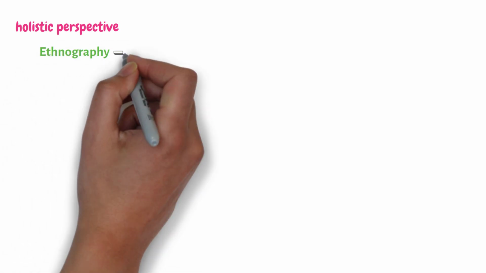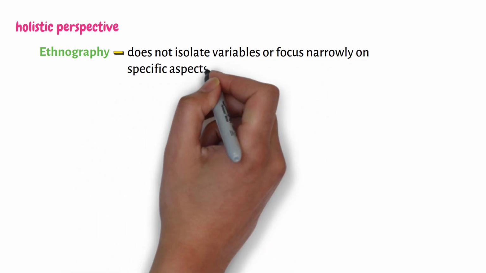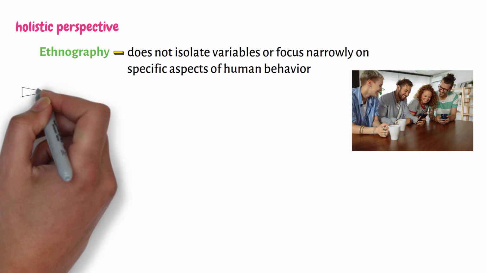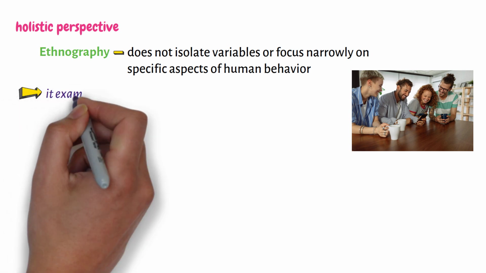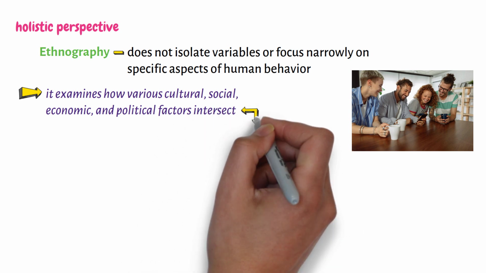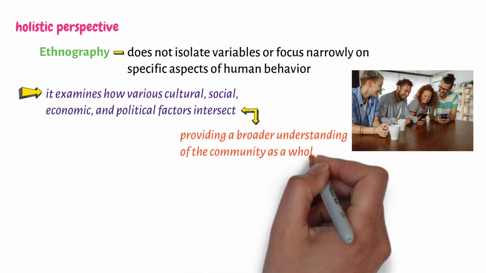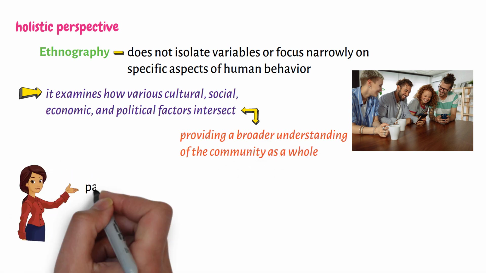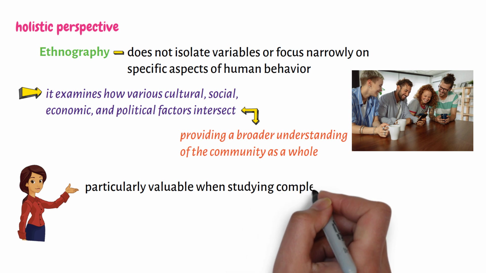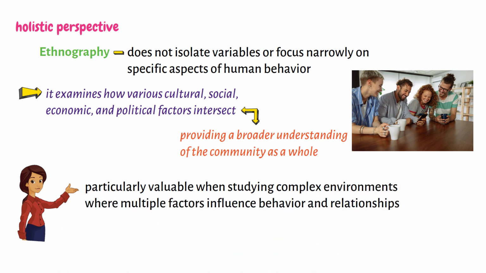Another strength is its holistic perspective. Ethnography does not isolate variables or focus narrowly on specific aspects of human behavior. Instead, it examines how various cultural, social, economic, and political factors intersect, providing a broader understanding of the community as a whole. This is particularly valuable when studying complex environments where multiple factors influence behavior and relationships.